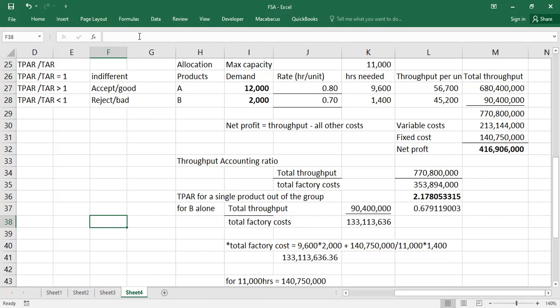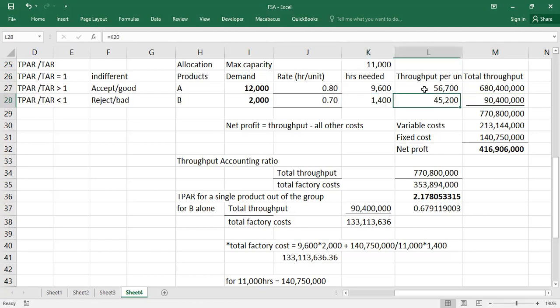So what about the total throughput? Depending where you are, they're saying that total throughput is given by throughput per unit times the number of units produced. For B, it is the 45,200, which is throughput per unit, times the 2,000 units that you produced. You get 90,400. That is how we get it.